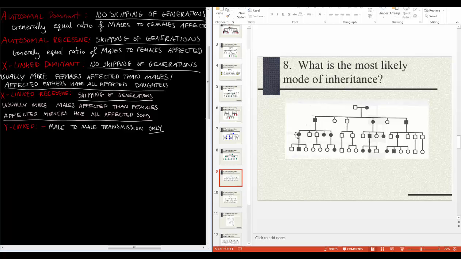This affected father has all affected daughters. This father, all affected daughters. This father, his only daughter was affected, so this one's fairly obvious. This is an X-linked dominant trait.